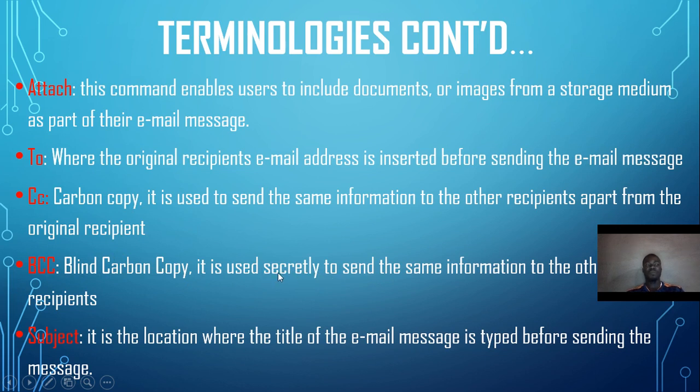You are sending the same information to other recipients. With the carbon copy, the other recipients may see the person who has also received the same message. When we come to the blind carbon copy, no one will see any other recipient of the same information or the same email. So the difference is the secretly, at the blind carbon copy.